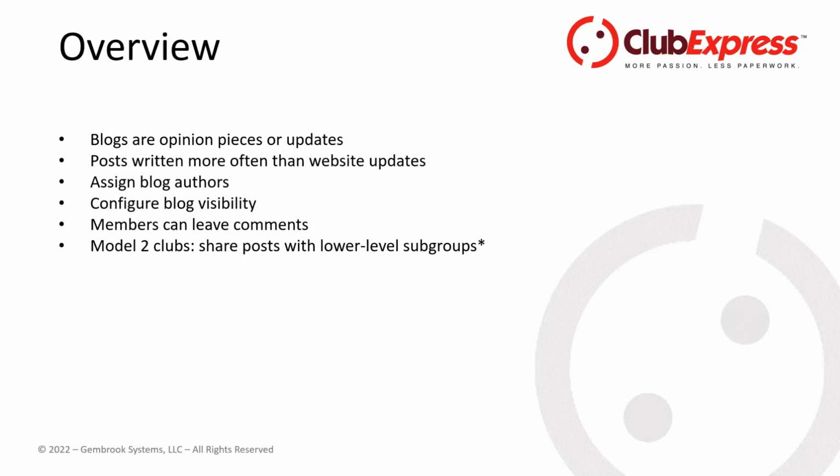And we're also going to talk about a brand new feature that we have launched for what we call Model 2 clubs, clubs with subgroups, where you can share posts with lower level subgroups. So if you're an organization with subgroups, stick around for the tail end of the presentation. We're going to talk about how you can figure out whether you're a Model 1 club or a Model 2 club, and if you have access to this feature. It's included in your site. It is not an extra cost feature. We're going to explain how it works at the end of this presentation.